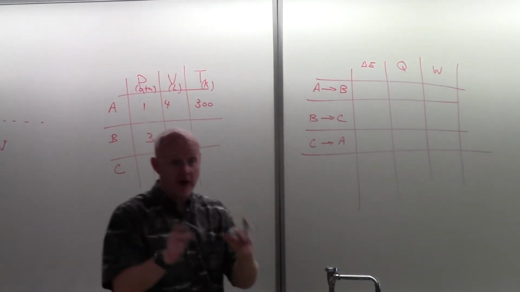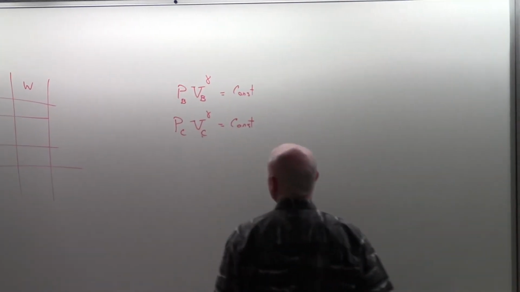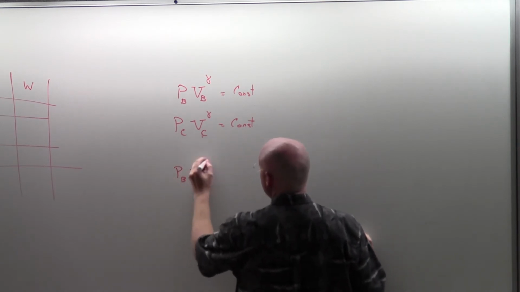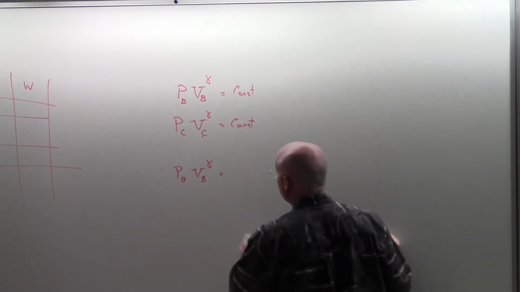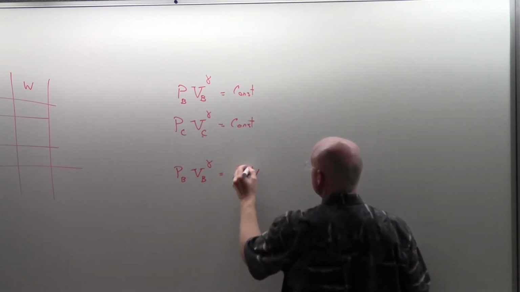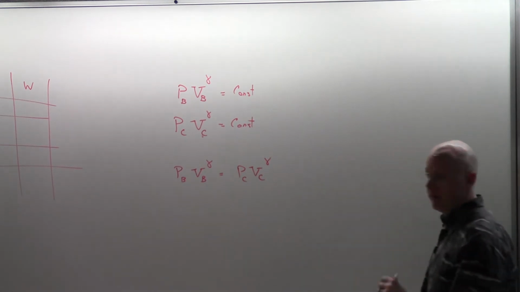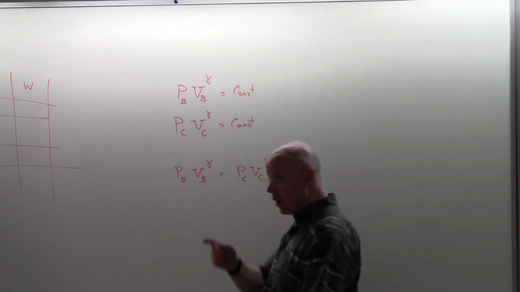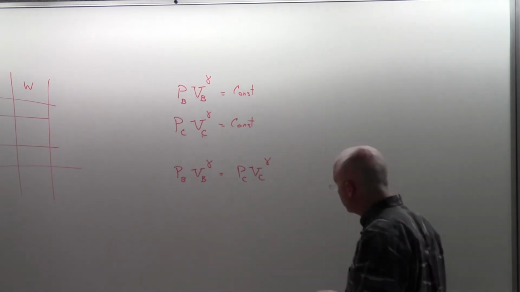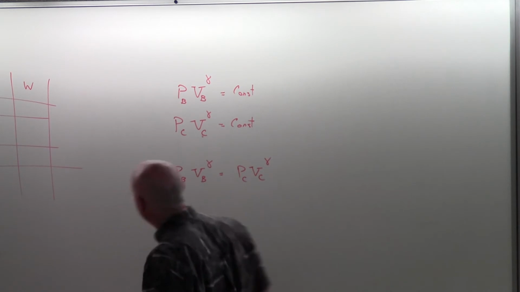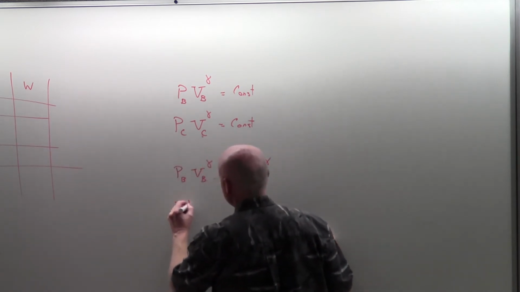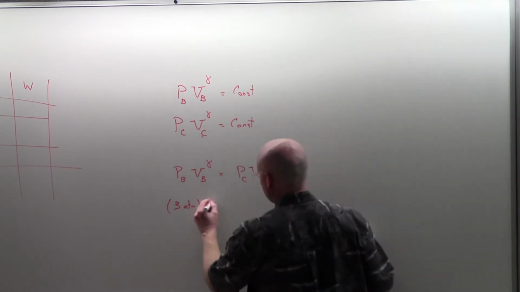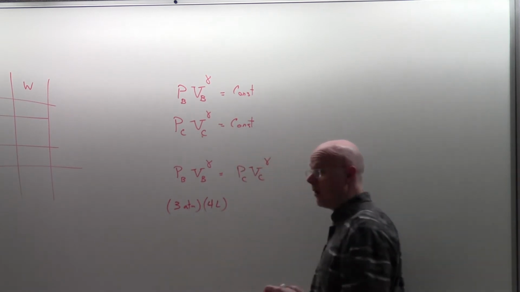However, I'm just going to avoid finding the constant and set the two equal to each other and say, all right, pressure at B times volume at B raised to a power of gamma must equal the pressure at C times the volume at C raised to a power of gamma. And I know three of these four, don't I? And I know gamma because it's diatomic. And so as I fill these in, I will go, okay, what's the pressure at B? Well, 3 atmospheres. What's the volume at B? 4 liters. Raised to a power of?